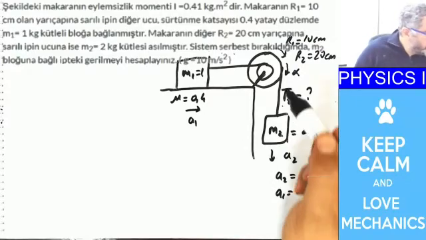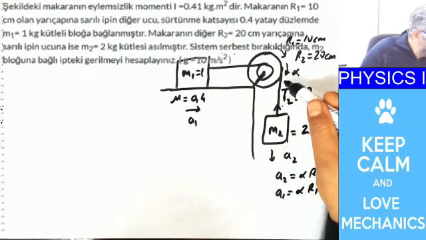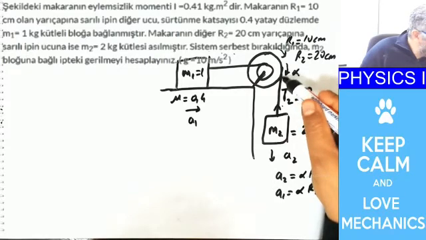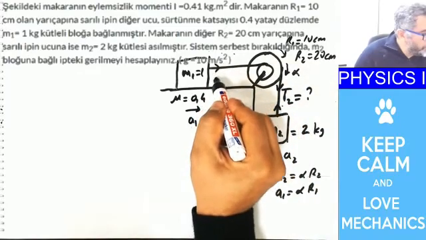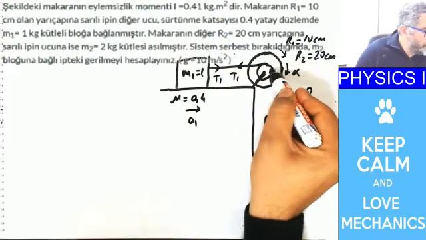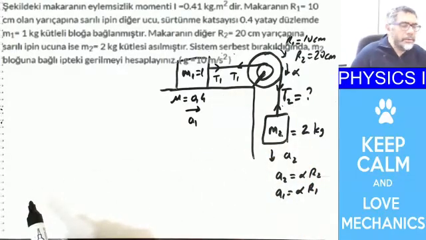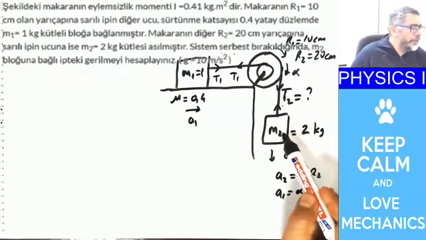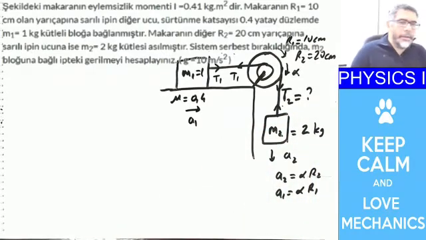The other thing is that T2 is pulling M2 up, and the same T2 is pulling the outer pulley down. And if we call this T1 that pulls M1 to the right, the same T1 will try to rotate the pulley in this direction. T2 is acting on M2 in a different direction than it acts on the pulley. It's action and reaction.